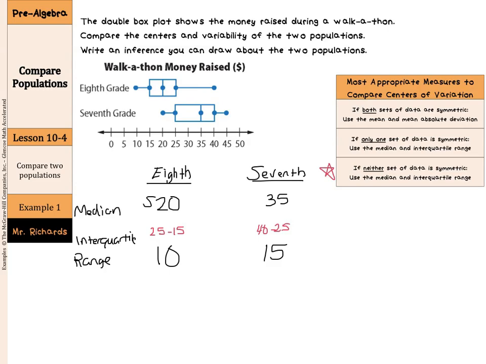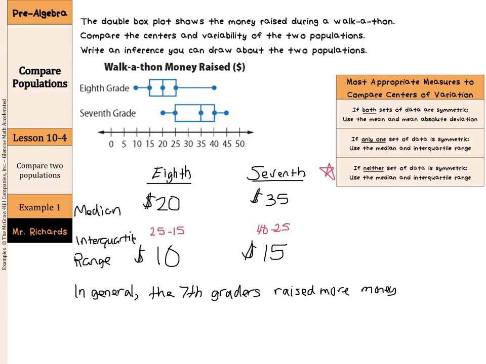Now, it is good to know in this question all these values are money related, so we can just put dollar signs with these to help us compare these. So as we look to compare, it looks like in general the 7th graders raised more money. So we can write that. In general, the 7th graders raised more money than the 8th graders.